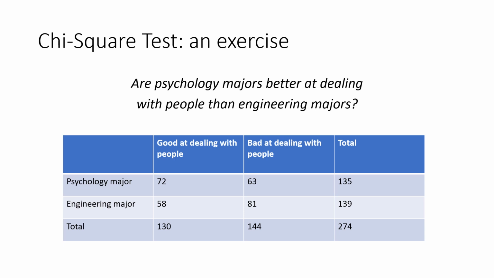Now, I've taken the liberty of adding up the row and column totals. So if you take 72 plus 63, you get 135. If you take 58 plus 81, you get 139. And then vertically, if you take 72 plus 58, you get 130. And 63 plus 81, you get 144. So with this basic information, in other words, with the data in the 4 key cells as well as the marginals, we are able to calculate a chi-square statistic. So how do we do that?